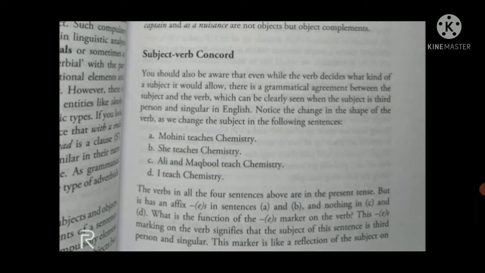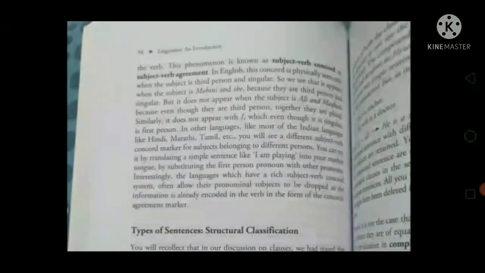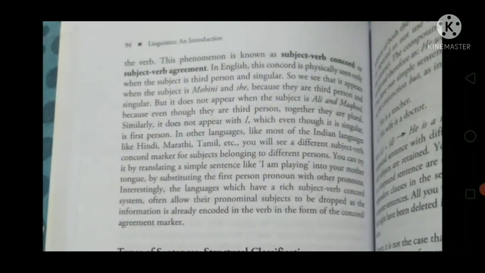What is the function of the es marker on the verbs? This es marking on the verb signifies that the subject of this sentence is third person and singular. This marker is like a reflection of the subject on the verb. This phenomenon is known as subject-verb concord or subject-verb agreement.